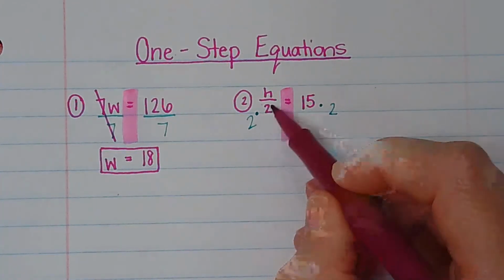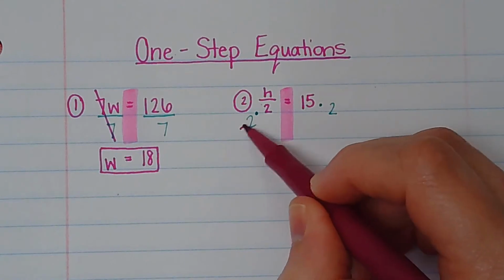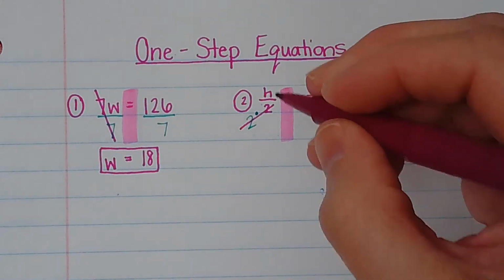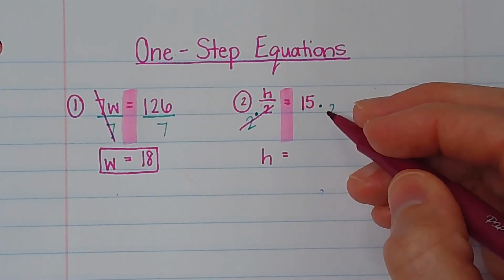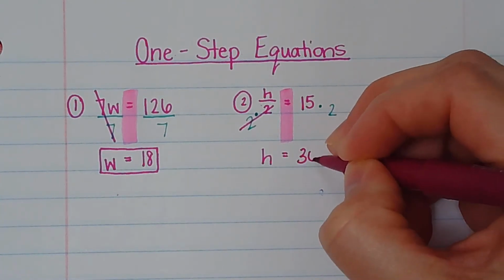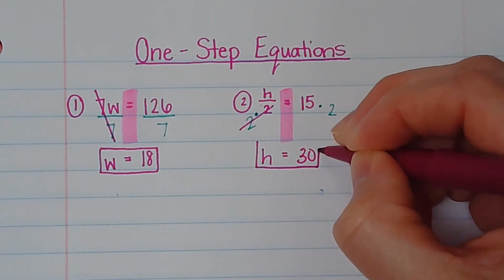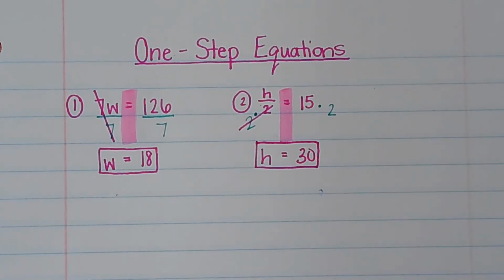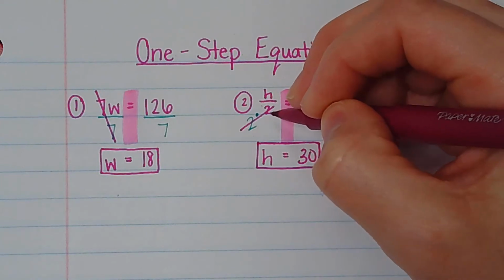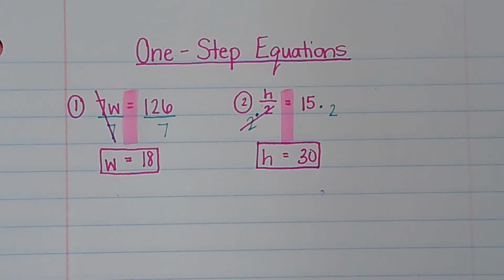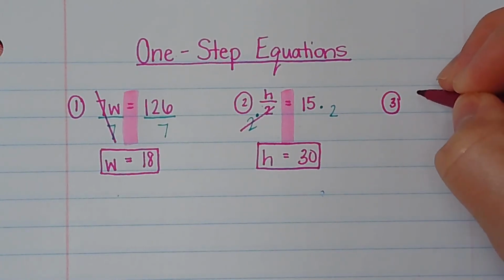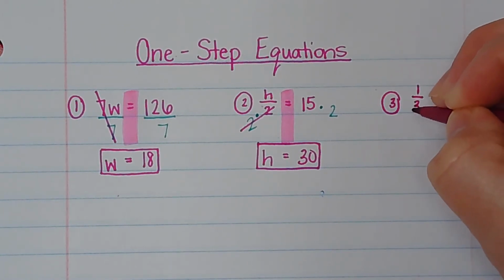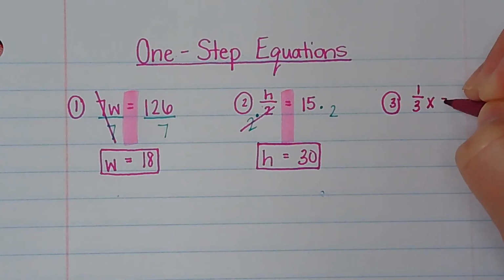So when I do this right here, these inverse operations, they cancel each other out. So all I'm left with is H, okay? Same thing over here, 15 times 2. I get 30. So you're always doing the inverse, okay? They wanted me to do H divided by 2. I really had to multiply by 2. All right, let's do another one. Let's say that it is 1/3 X equals 4/5.